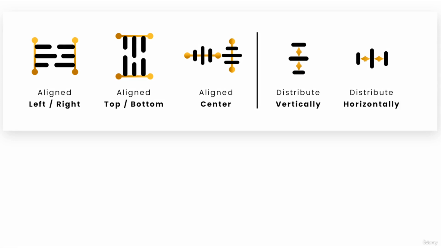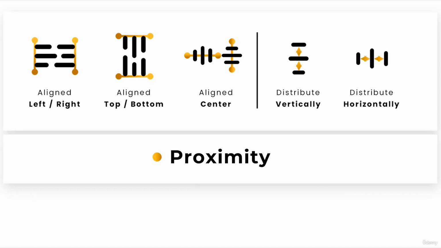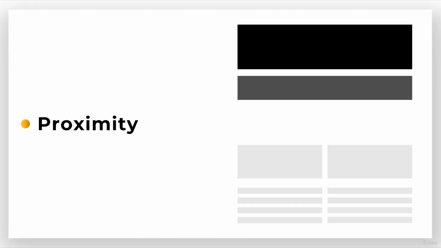After you have aligned and distributed the items, you need to place them properly on the slide. And there are two rules I want you to remember. Rule number 1, proximity. The principle of proximity is to ensure related design elements are placed close to each other. Any less related items should be spaced apart.